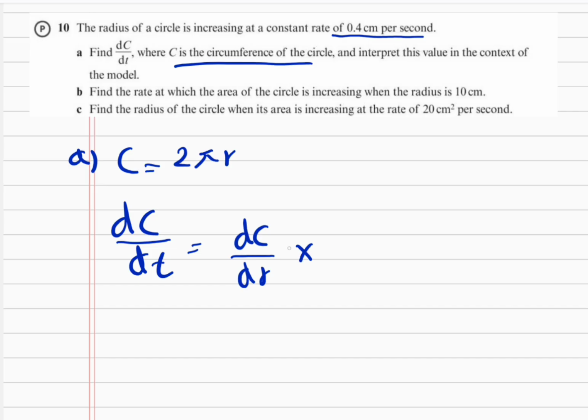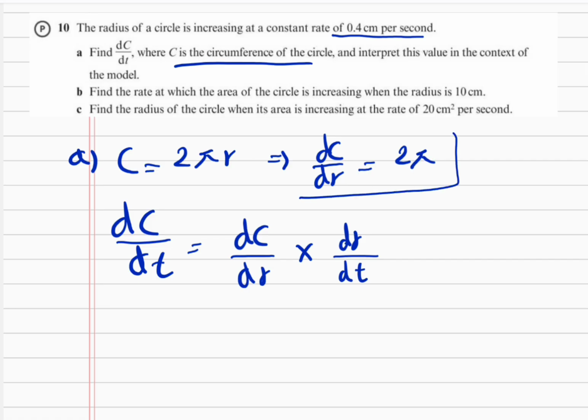And then the second component that will help us to find dC/dt is having dr/dt. Because if we have dr/dt, then the dr's will cancel out, and then we'll only have dC/dt. And actually, now the question is, what is dr/dt then? Because dC/dr is easily found, right? So dC/dr is equal to the derivative of 2πr with respect to r, which is basically just 2π.